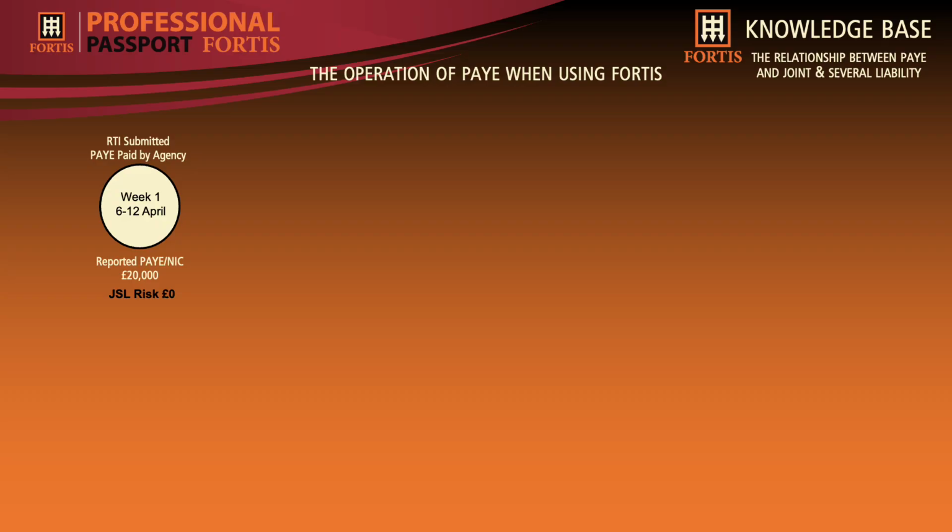We can see on this slide that it confirms an RTI has been submitted, resulting in a PAYE liability of £20,000. With Fortis, rather than sending all the money to the umbrella and open the risk of joint and several liability, we break the payment in two. You're notified of the amount that needs to be sent to the umbrella for the payment of the workers and the amount to send to HMRC under the umbrella PAYE reference number. There is no cash flow implications as the total amount is equal to the amount that would traditionally have been sent directly to the umbrella.